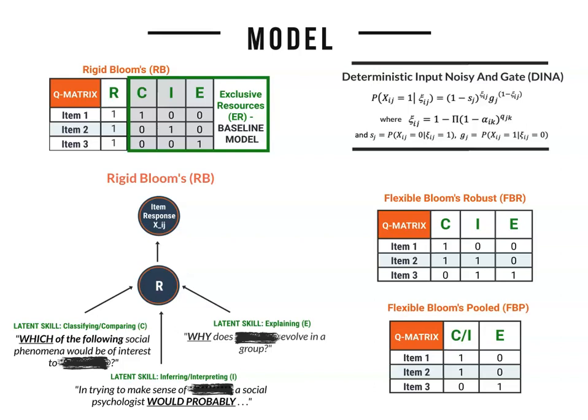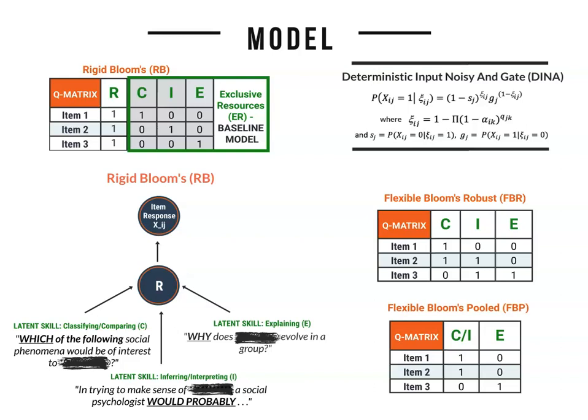The Q matrices for each exam were annotated by searching exam items for keywords representative of cognitive process category. Classifying and comparing questions asked the student to select an answer addressing the word which. Inferring and interpreting questions asked the student to select an answer addressing the word would. And explaining questions asked the student to select an answer addressing the word why. Redacted examples of these questions are included in the rigid Bloom's model figure on the screen.